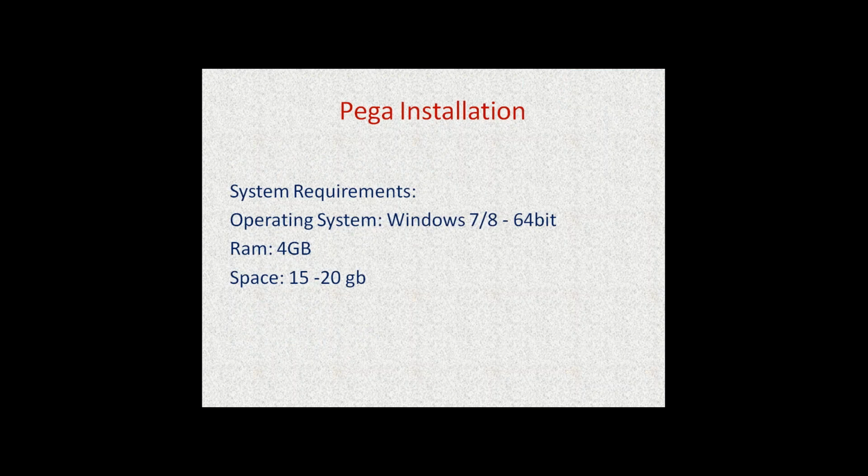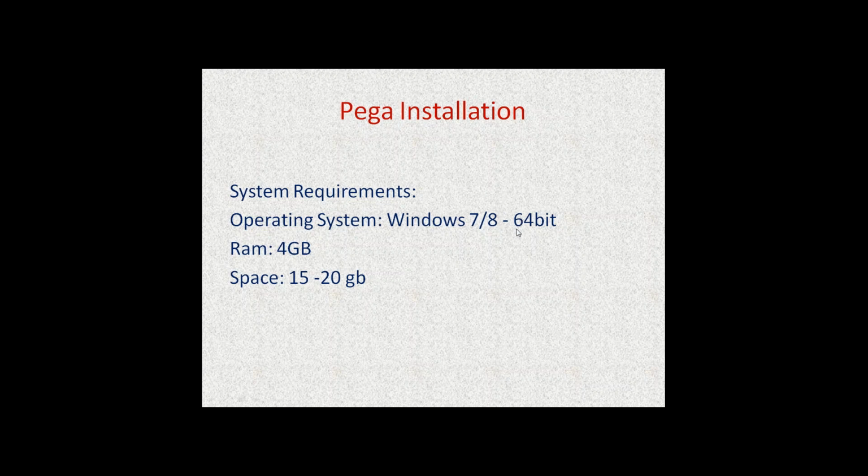And coming to the installation, the minimum system requirements are: we can install this PEGA 6.7 version in any OS, and mostly we'll be having Windows, right? So whether it is Windows 7, 8, 8.1 or 10, PEGA supports it. We can install this PEGA in any Windows operating system, and make sure it must be a 64-bit OS.